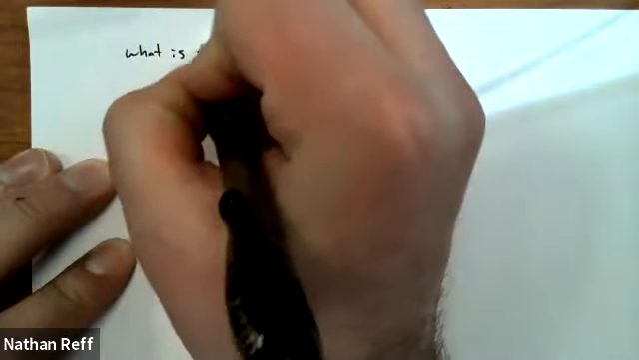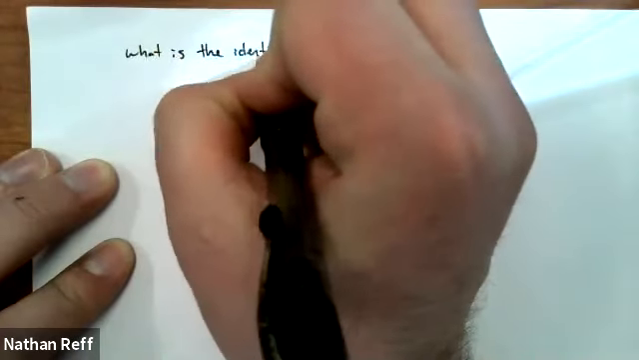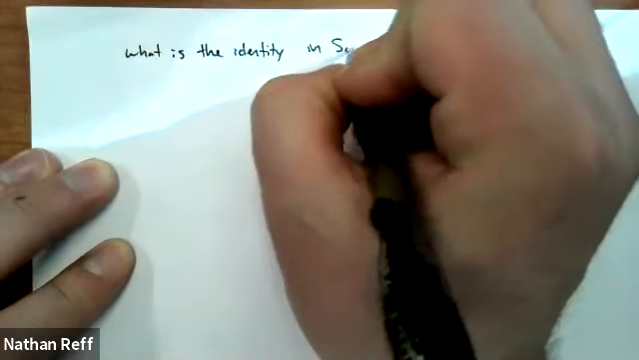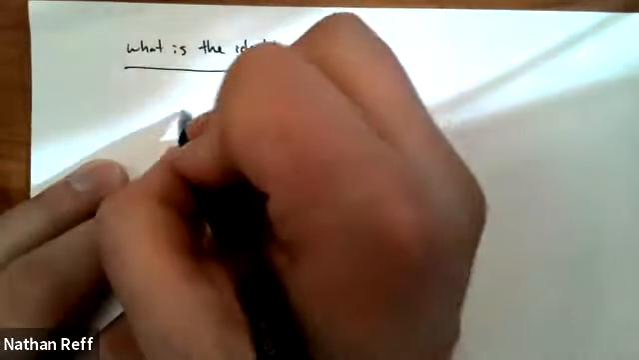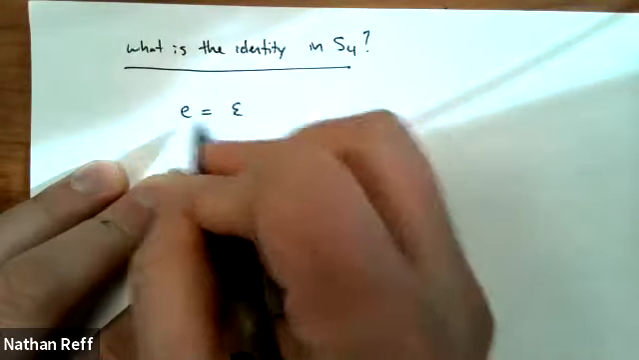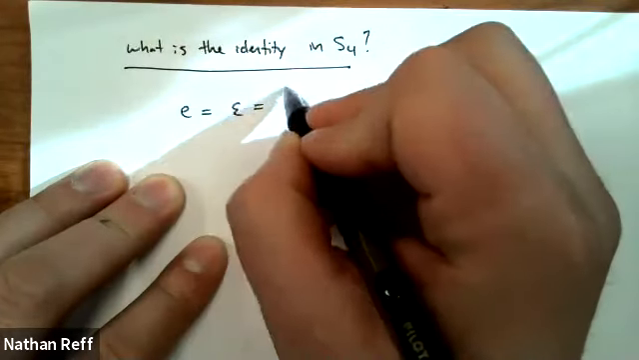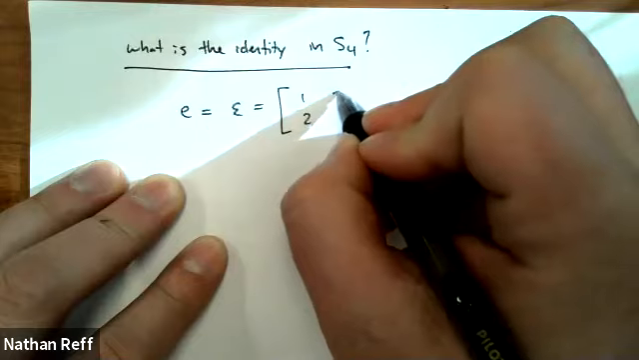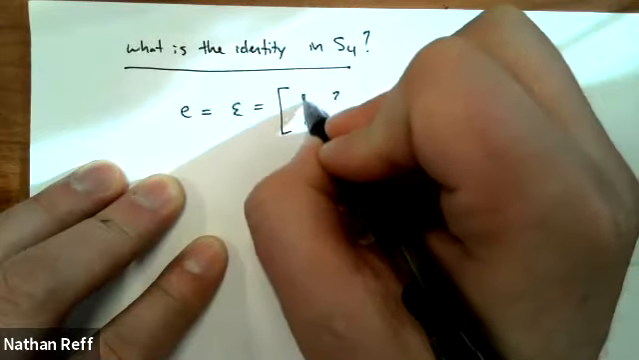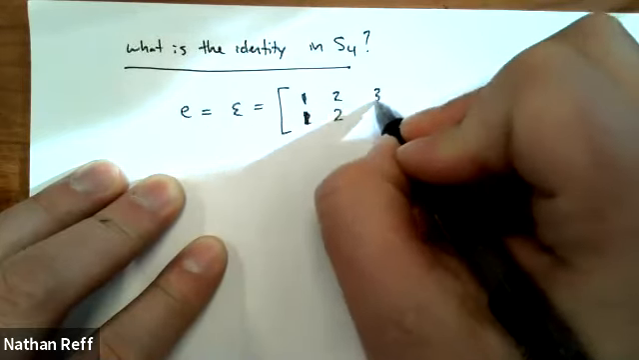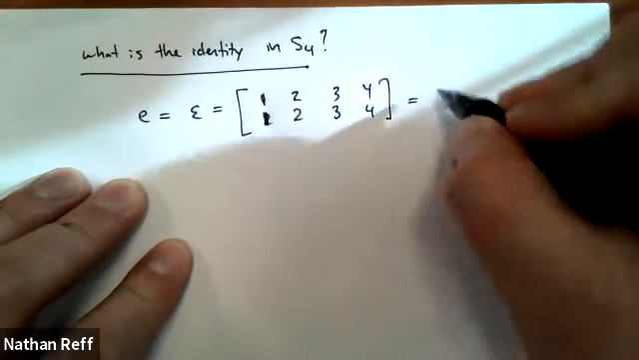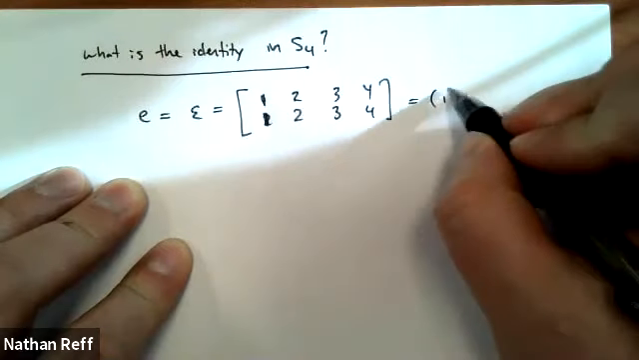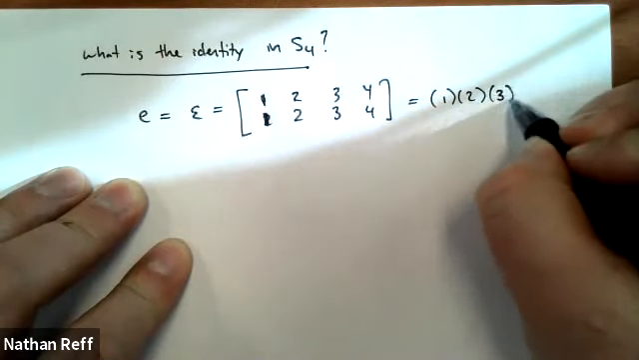Okay, so what is the identity in S4? Well, this will actually just be, you could denote it as E or epsilon. This will just be the identity function. So 1 will go to 1, 2 will go to 2, 3 will go to 3, and 4 will go to 4. Okay. And what will that look like? Well, 1 will go to 1, 2 will go to 2, 3 will go to 3, and 4 will go to 4.